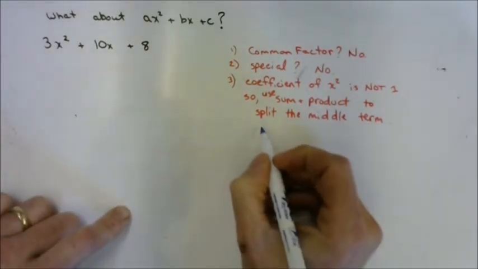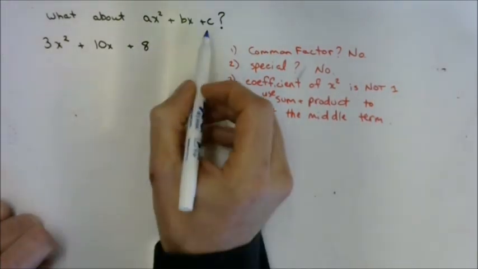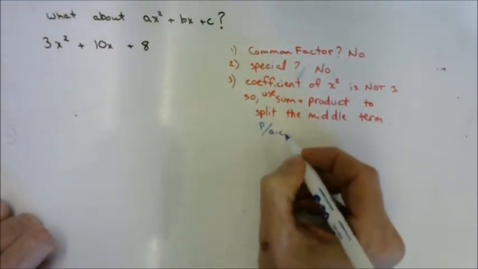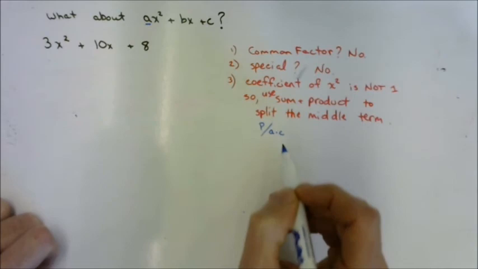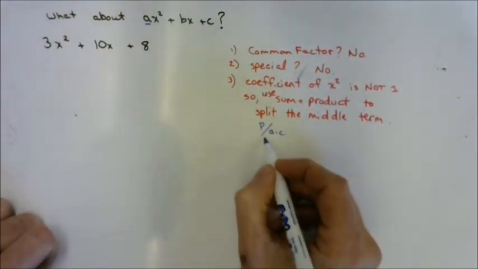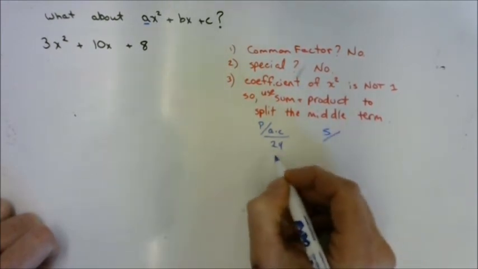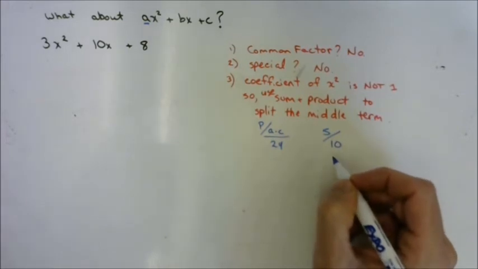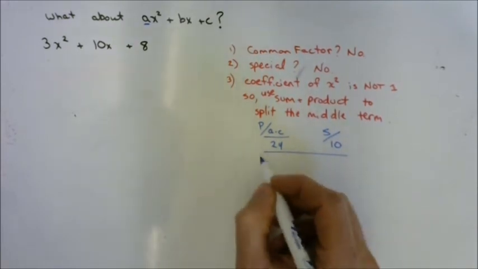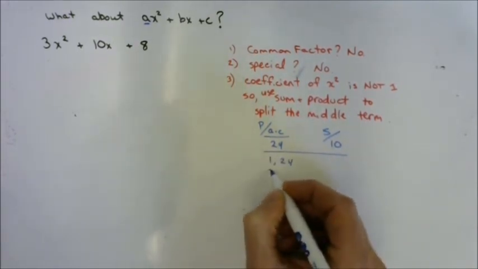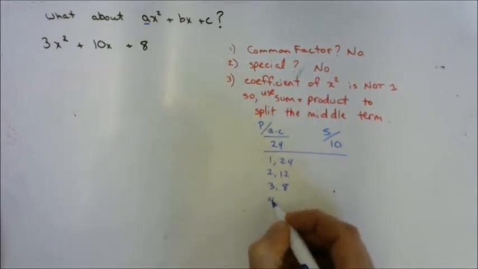Now, when I use sum and product here, before we were looking for a product just of c. We were actually always looking for a product of a times c, but a was always 1, and anything times 1 is just itself. Now a is 3, so we're actually looking for a product of 8 times 3, which is 24. And those same two numbers that multiply to 24 are going to add to 10. Well, looky, here we go, we get to use our 6 and 4 after all. So the factors of 24, 1 and 24, 2 and 12, 3 and 8, 4 and 6.